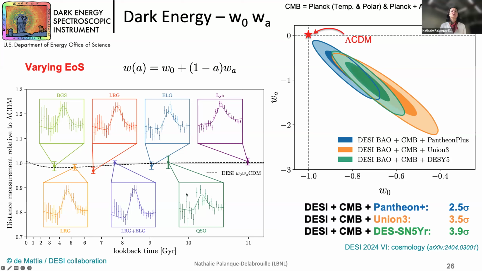This is also illustrated on the plot on the left-hand side here, where I'm again showing that same isotropic distance measurement as a function of time, or look-back time, or redshift. In addition to the flat line curve that I showed before, which is the best fit lambda CDM model, I'm also illustrating the best fit W0 Wa CDM model, allowing this equation of state for dark energy to vary. And you do see that this is actually a better fit to the data than the flat lambda CDM model.